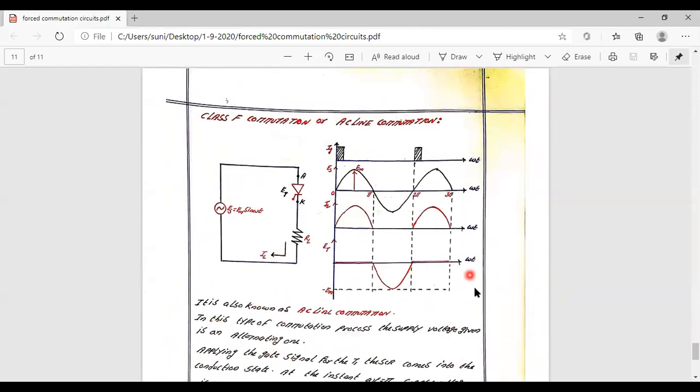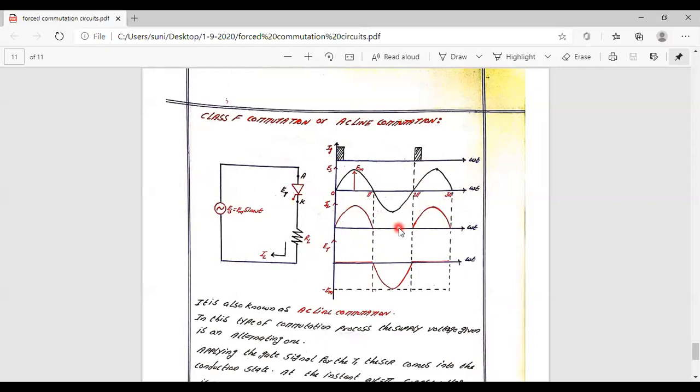This will never come under forced commutation. It comes under the AC line commutation, which we considered previously, that is the natural commutation method. The circuit here is the same as in natural commutation, provided with the AC voltage, and you have the AC supply voltage waveform represented, triggering of the device, and automatic turn off of the device as the current falls below the holding current. So this is the conduction for the device. This is the off state for the device. Again, this is the conduction. Okay, so this is class F commutation or AC line commutation.